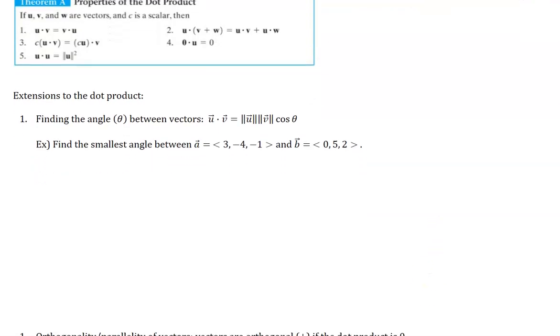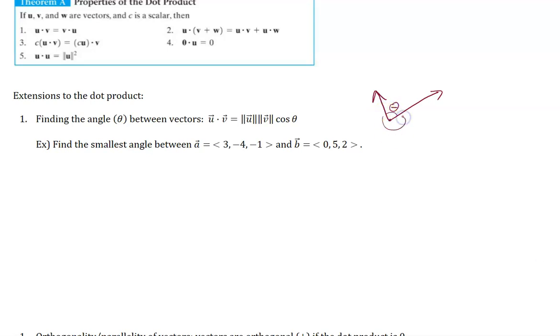Okay, so the first extension to the dot product that we need to know is how to find the angle between two vectors. If we find the dot product, that's the same thing as the product of the two magnitudes times the cosine of theta, which is the angle between the vectors. When I say the angle between the vectors, what I mean is if we line up the two vectors with the same tail, then theta is this angle between them.